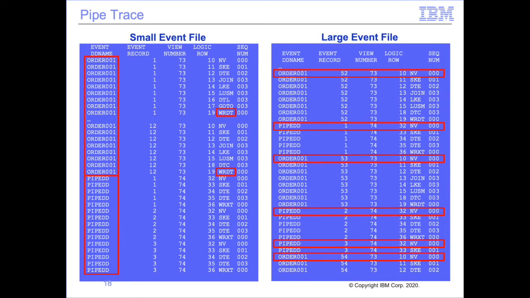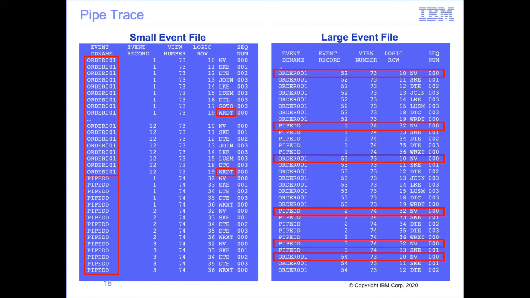This is the trace for pipe views. In the example on the left, the thread reading the event file with the DD name of order 001 begins processing input event records. Because the pipe writer view, number 73, has no selection criteria, each record is written to the pipe by the WRDT function. All 12 records in this small input file are written to the pipe. When all 12 records have been processed, thread 1 has reached the end of the input file. It stops processing and turns the pipe buffer over to thread 2 for processing. Thread 2, the pipe reading thread, then begins processing these 12 records. All 12 records are processed by the pipe reader view, view number 74.